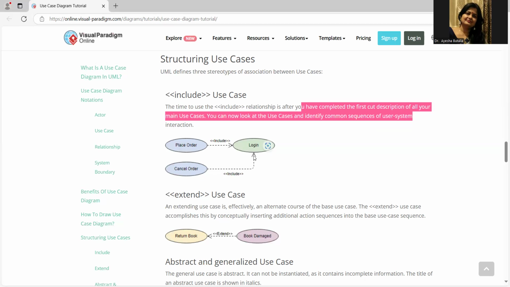This is a dashed line, and it indicates this arrow, and you can put it in include. So that means that this login is included in both the use cases. Actually, you should read it this way: where the arrow is denoted, this use case is included in both of them. Or you can say that these two include login details. Without that, they will not get processed.